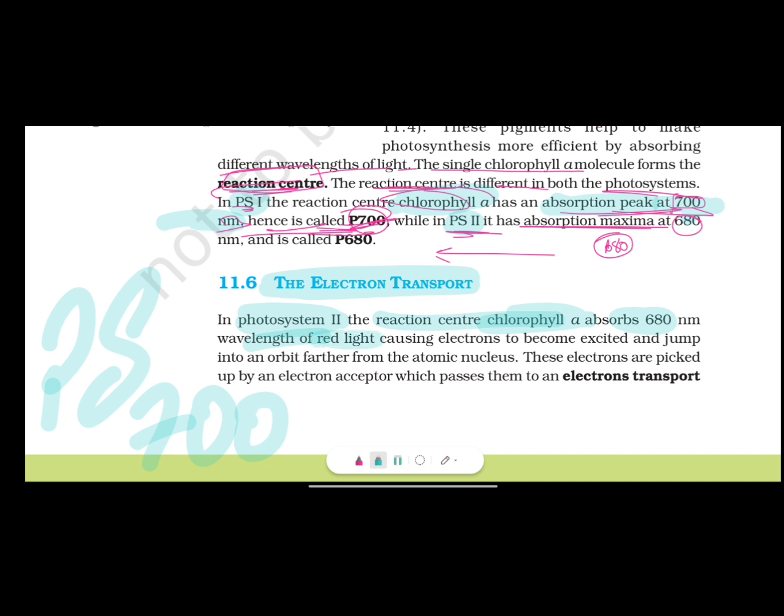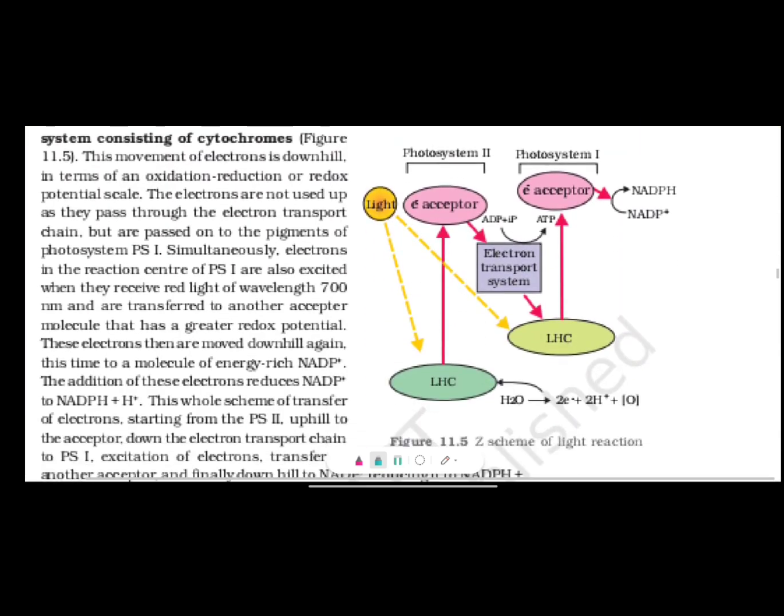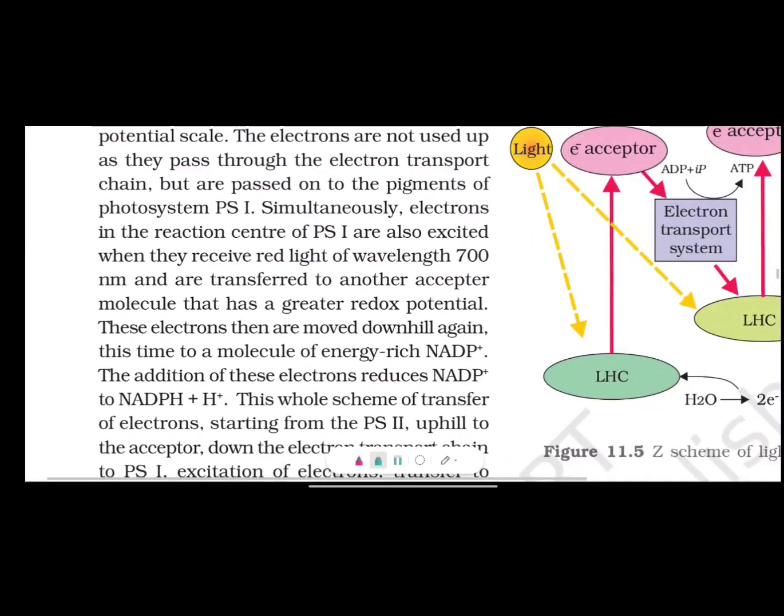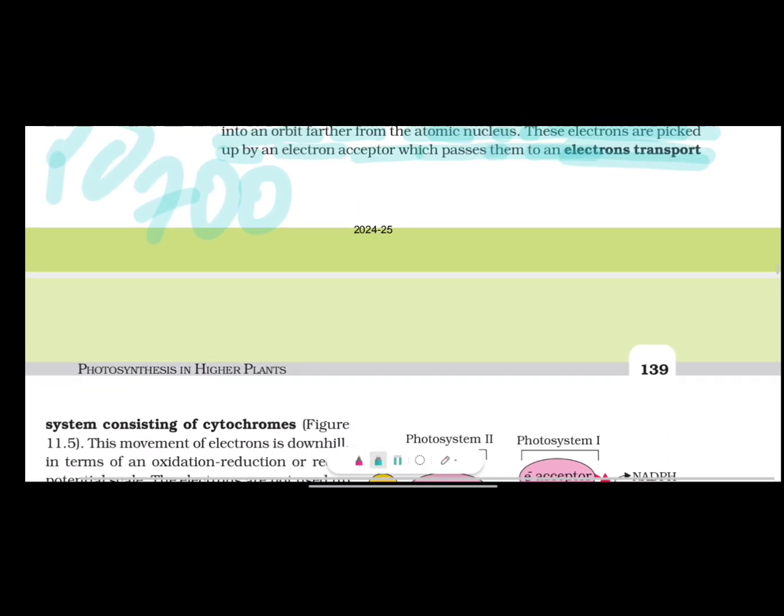Wavelength of red light causing electrons to become excited and jump into an orbit farther from the atomic nucleus. These electrons are picked up by the electron acceptor, which passes them to an electron transport system. Yeah, I have to teach you this very important and exciting thing.